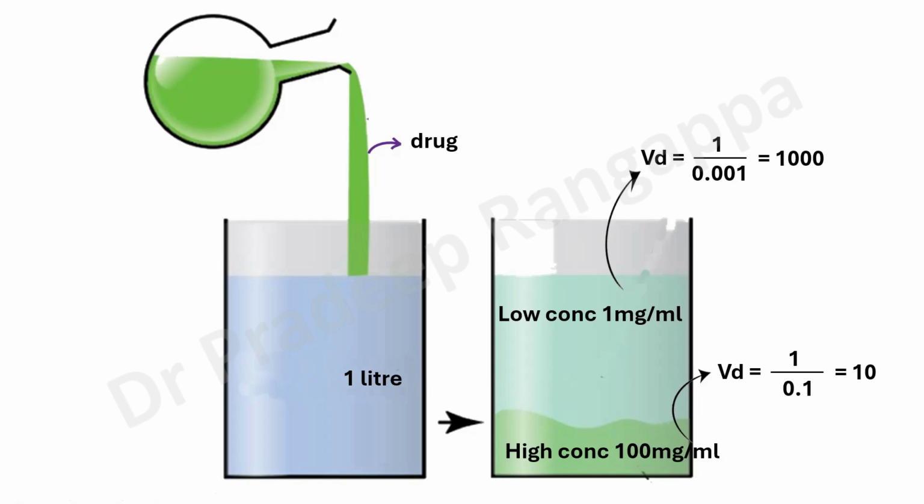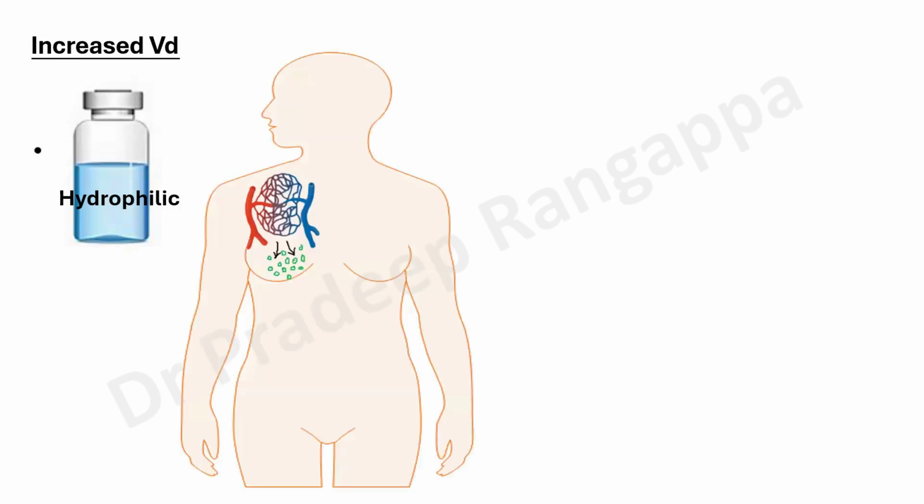So volume of distribution can best be explained with this sort of schematic representation. And as I said, most of our critically unwell patients will have high volume of distribution. Generally, hydrophilic drugs, which are water soluble, tend to have a large volume of distribution. Many ICU drugs, like amiodarone, are a typical example of a hydrophilic drug where it can really have a large volume of distribution, and multiple doses of amiodarone can be given to attain the desired effect, especially in critically unwell patients. So that's what it means.